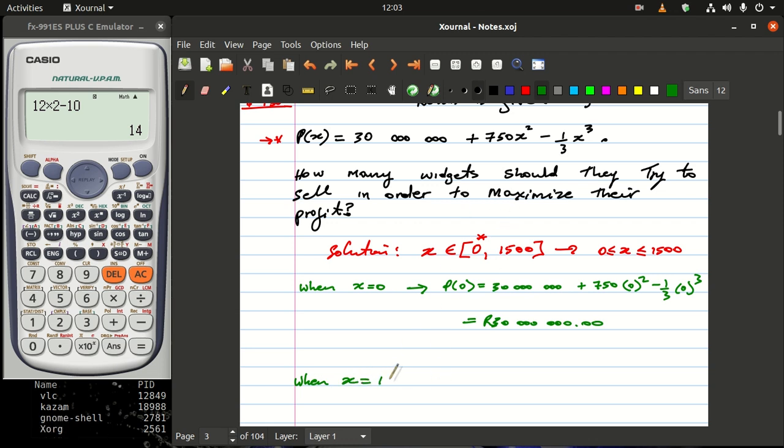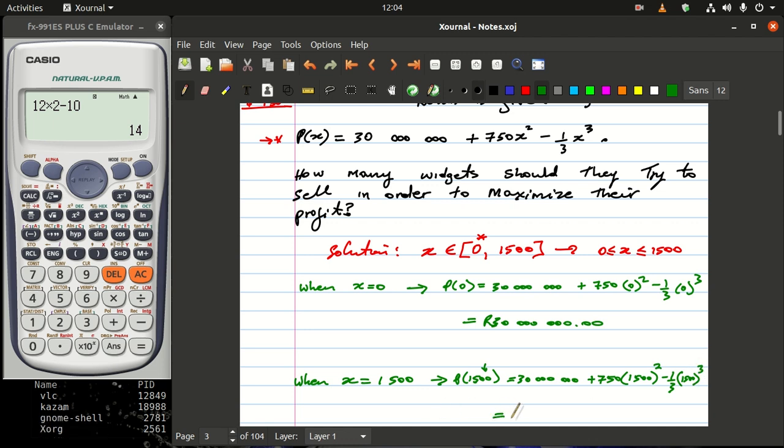in other words I sell 1,500, then what is going to be the profit? I'm just going to plug in 1,500 in this function here, so I will end up getting 30 million, plus 750 times 1,500 squared, minus 1/3 times 1,500 cubed.